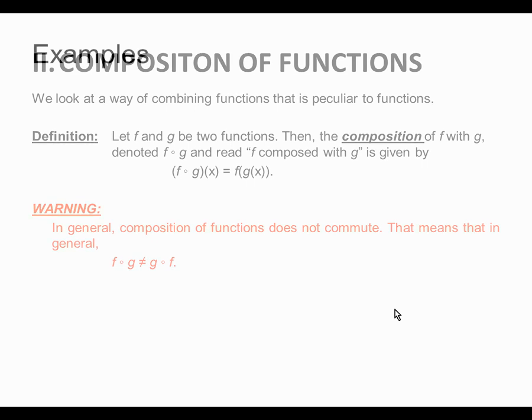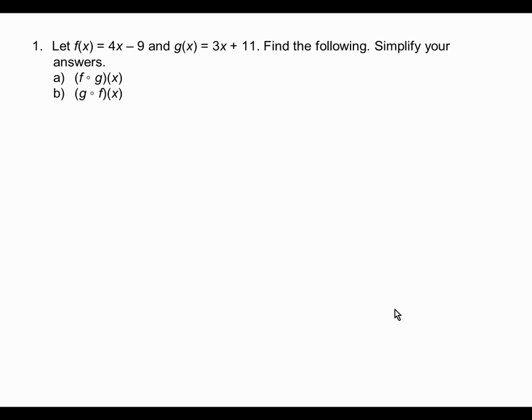Let's take a look at some examples. Number 1 says let f of x equal 4x minus 9 and g of x equal 3x plus 11. Find the following. Simplify your answers. In part A, f composed of g of x. Part B, g composed of f of x. Now, in general, how difficult it is to do the composition comes down to how bad the functions are. Our functions aren't too bad. A linear function and another linear function.